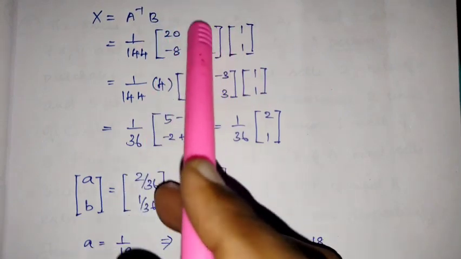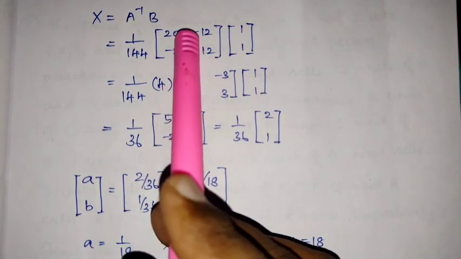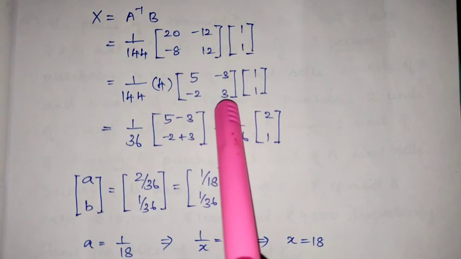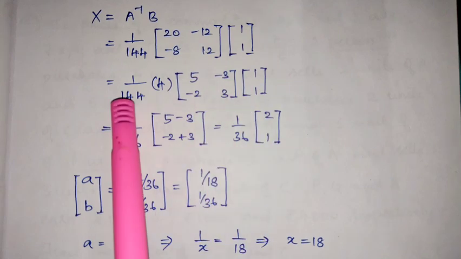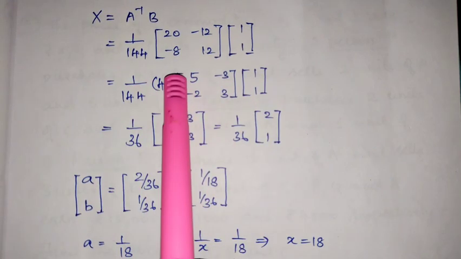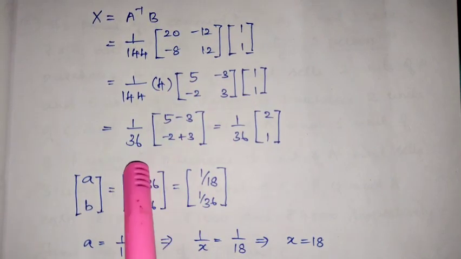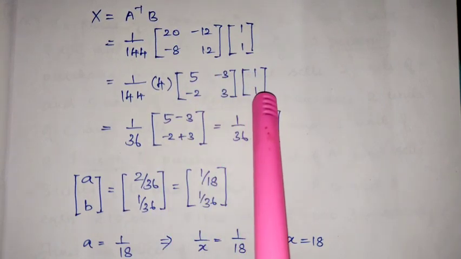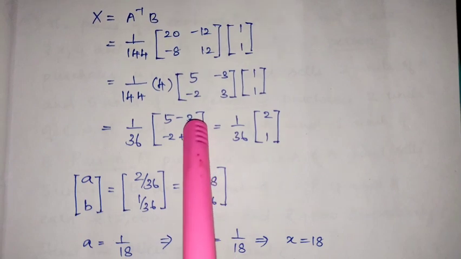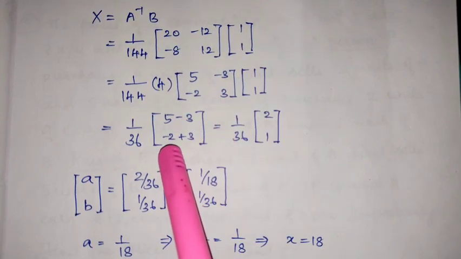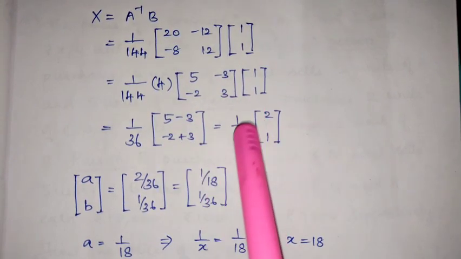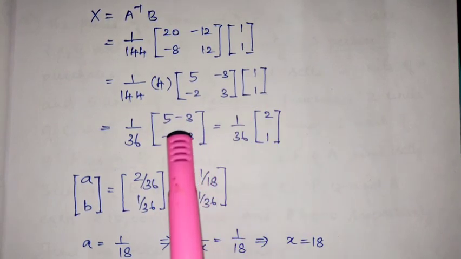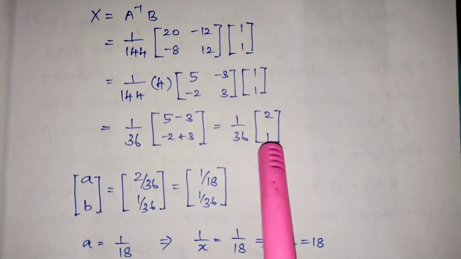Now see here, from this matrix I can take 4 outside. So taking 4, this becomes 5, minus 3, minus 2 and 3. Now we have to multiply it. So this 4 and 144 can be cancelled. So it becomes 1 by 36, and 5 into 1 is 5, minus 3 into 1 is minus 3, minus 2 into 1 is minus 2, 3 into 1 is 3. So 1 by 36 into 5 minus 3 is 2, minus 2 plus 3 is 1.